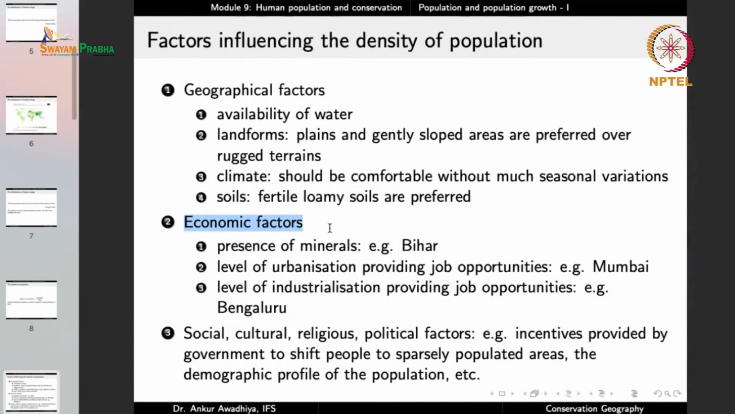Then we have economic factors. Now, some of the economic factors are related to these geographical factors. Things like presence of minerals. Areas that have minerals will generally have a greater population density, because in these areas we can have mines and industries, and these mines and industries provide jobs to people. And so you will typically find a greater population density in those areas that have minerals. Now, the minerals are concentrated in those areas that are determined by the geographical or physical factors. So, in this case, the physical factors are also playing an economic role.